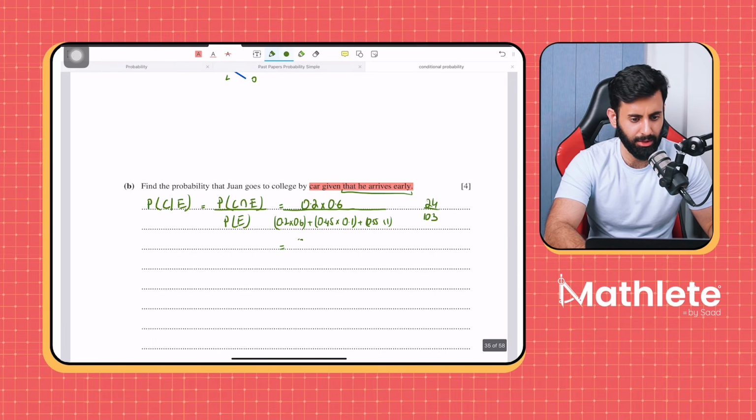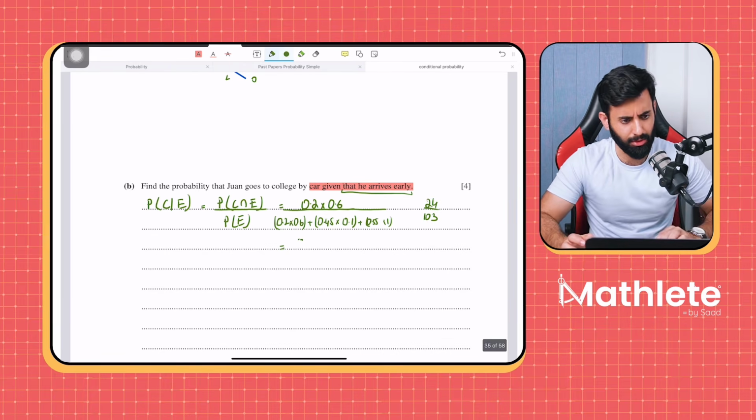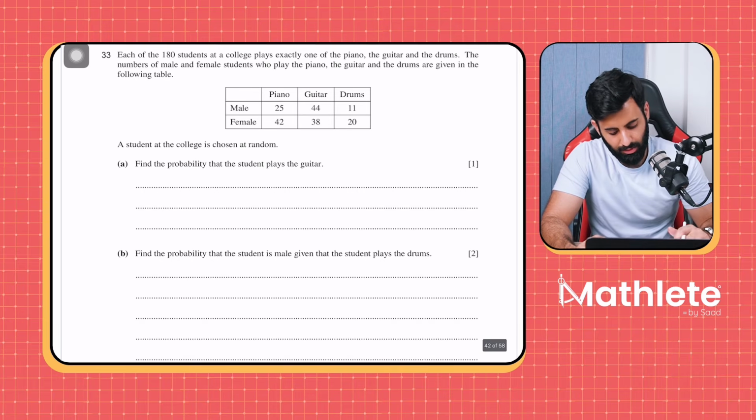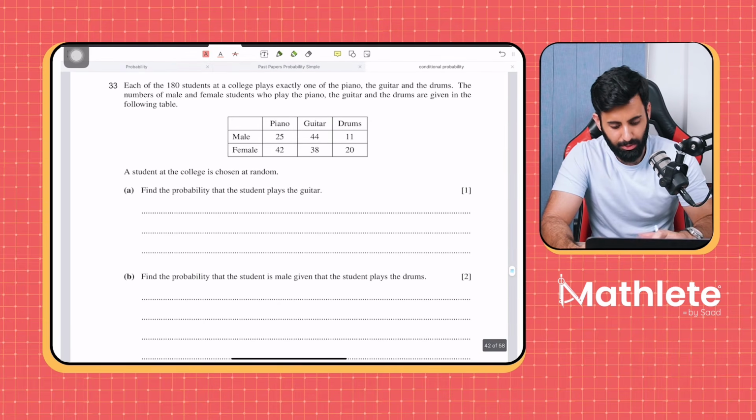If not, let's do another question, a slightly simpler one. So anyone who has the answer to the first part? Find the probability that the student plays the guitar.